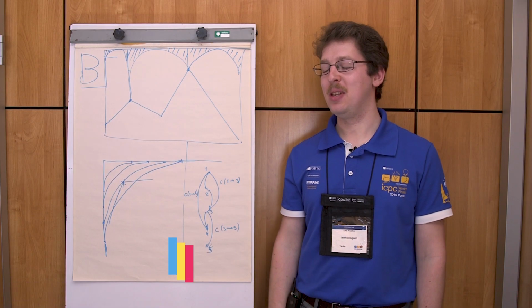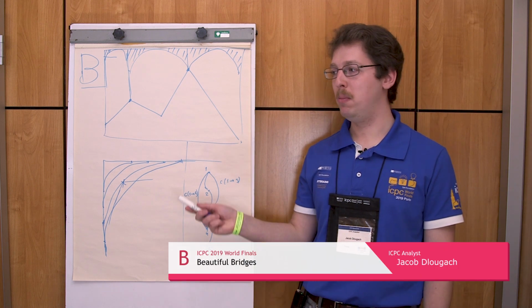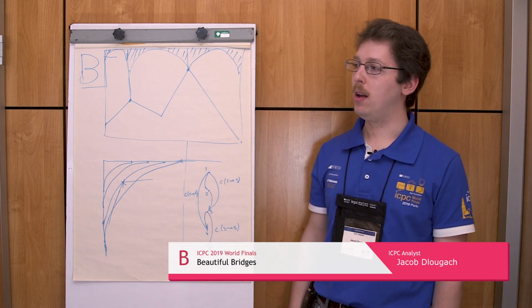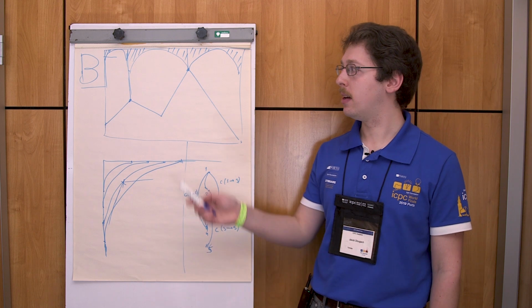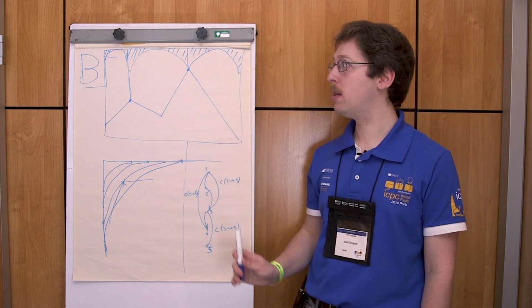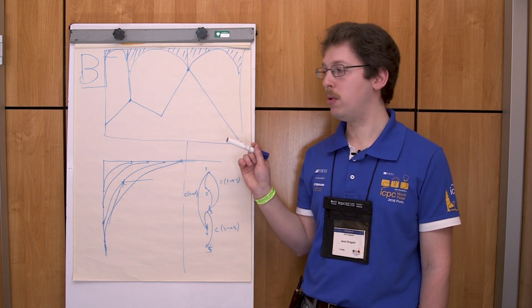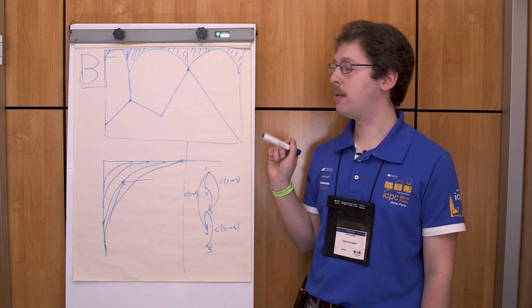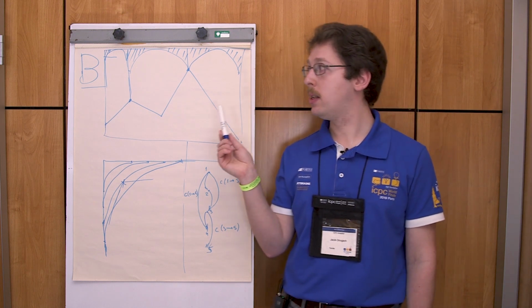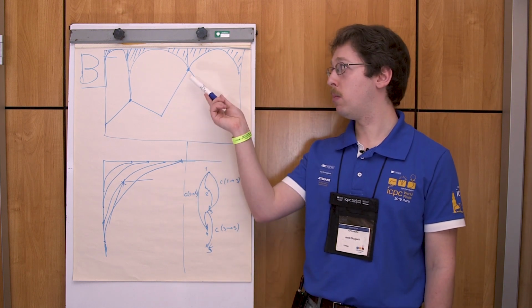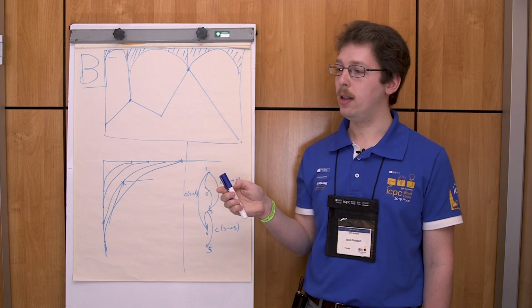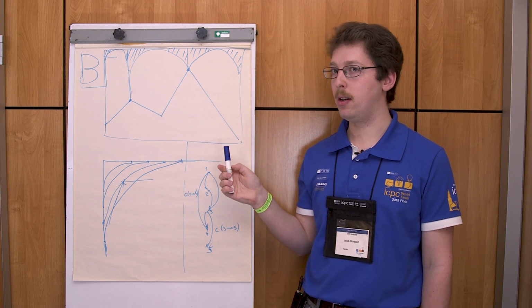Problem B from this year's World Finals is about building a bridge over a canyon. A canyon is given as a polyline that goes from left to right with at most 1000 points with integer coordinates. You may build pillars where the polyline has vertices, and those pillars may be connected with arcs.